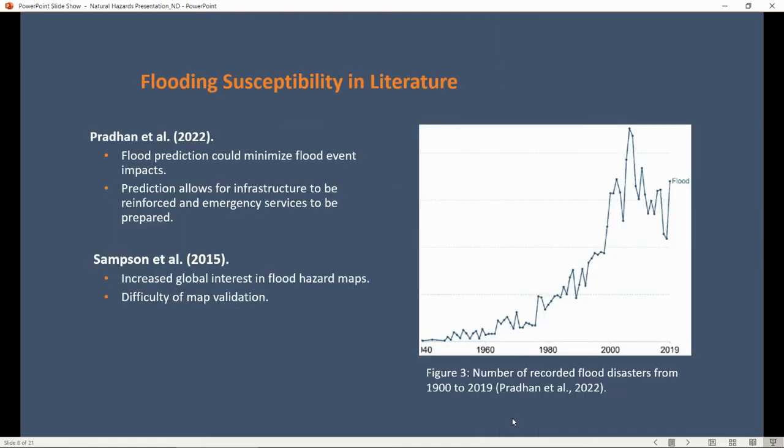Pradhan explains the need for flood prediction maps, which allows for areas with high flood potential to be prepared. Due to the increase in high-profile flooding in the last decade or two, flood hazard maps have become an interest for many, particularly in the public, political, commercial, and scientific sectors. Sanson explains that to validate maps, they use the signs left behind by a flood instead of describing the actual event.